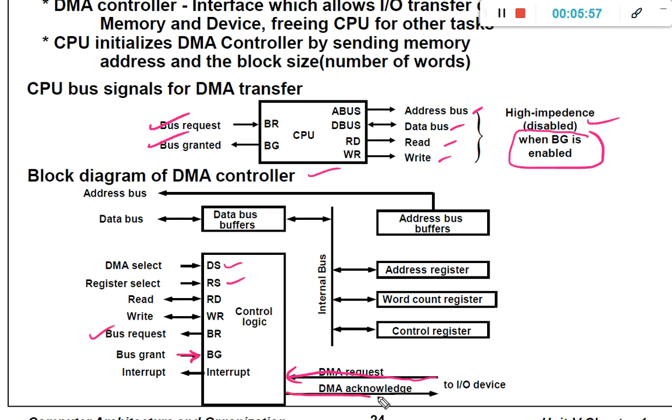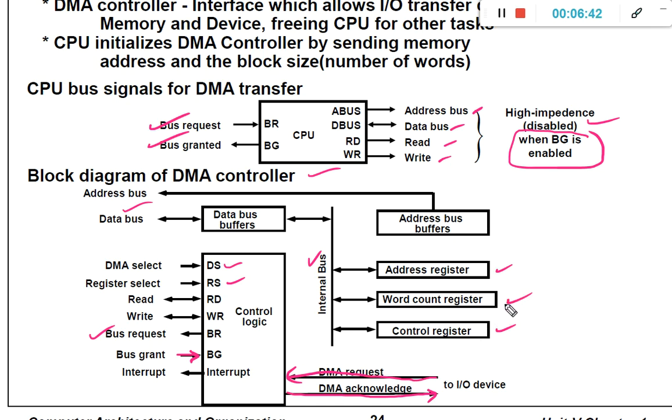So DMA acknowledgement to the IO device. Once this bus grant has been initiated, the entire control will be with the DMA controller. The internal bus as well as the data bus will be under the control of the DMA controller. Based on the address register, that is the starting address location, the word count register, how many words to be transmitted, and the control register which is holding the control information, it is going to perform the data transmission between the IO device and the memory unit.